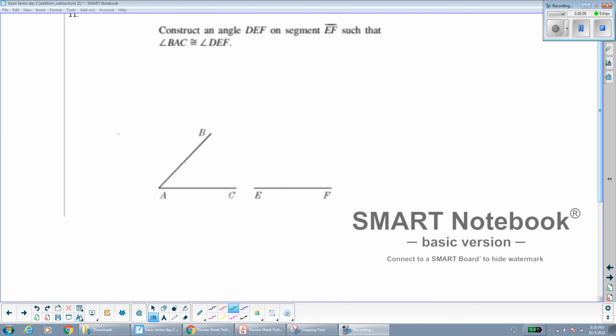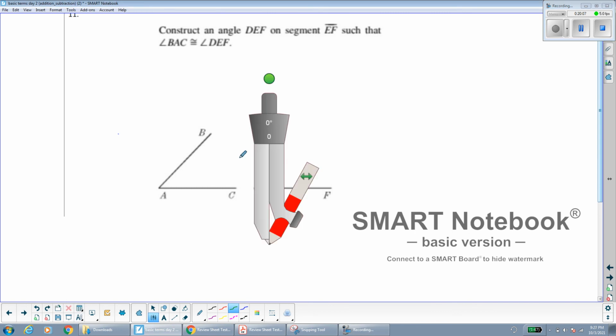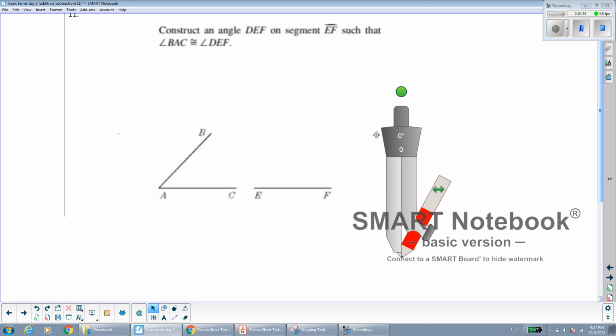This question over here is asking us to construct a congruent angle to the one that we're given. So let's do it. So I want angle BAC to be congruent to angle DEF, but I only see line segment EF, so that means that we have to actually copy this angle from here to here and create angle DEF through construction. So let's do it.